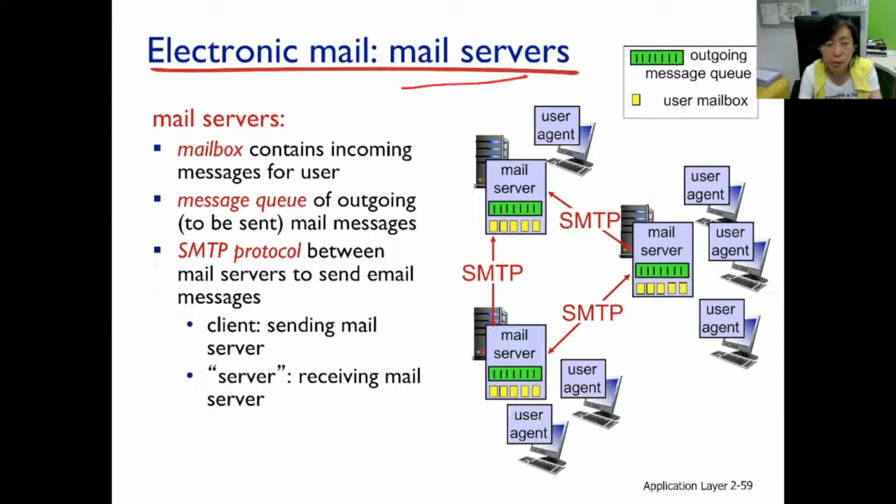Now the mail servers. They have three major components. The mailbox contains all the incoming messages per user. These are the yellow boxes. When emails come in, they are sorted and put into the mailboxes depending on who the receivers are. The second component is the message queue, the green queue over here. Messages that are going out are stored here temporarily, waiting for the receiving mail server to open up and accept the emails.